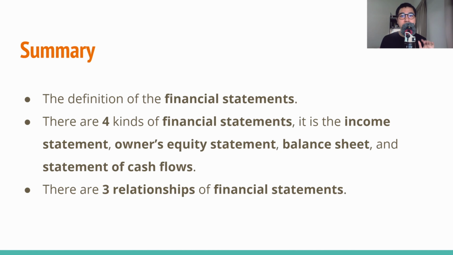Okay, so to sum up everything that we have been discussing: firstly, the definition of financial statements and four kinds of financial statements, which are the income statement, owner's equity statement, balance sheet, and the statement of cash flows. Finally, there are three relationships of the four financial statements that you need to remember.